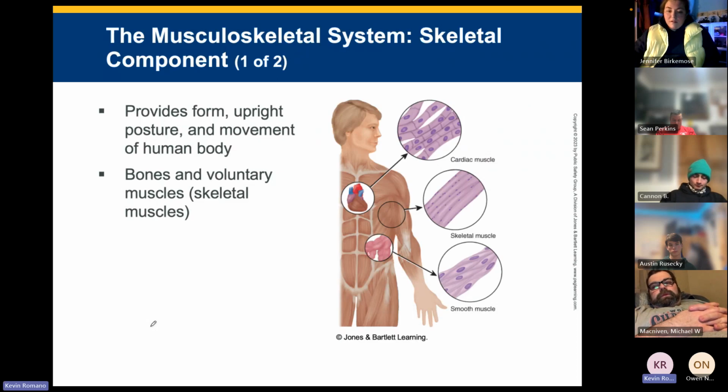There we go. So the musculoskeletal system, the skeletal component, forms the upright posture and movement, which are provided by the musculoskeletal system. Right? The bones and voluntary muscles of the body are more than 600 muscles within the musculoskeletal system. There are 3 different types. Okay. So the muscles outside the musculoskeletal system include smooth, involuntary muscle, and cardiac muscle. Right? The skeletal. I'm waiting for it to come back. There we go. Okay.